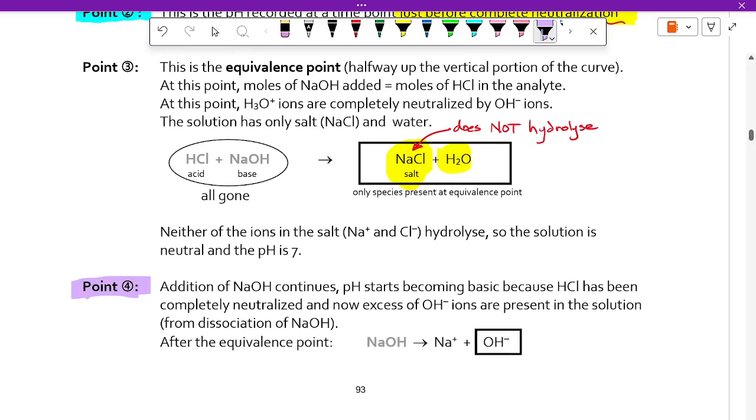We had our excess OH. There we go. So after the equivalence point, yay. At the equivalence point, we just have the salt. Okay, very nice.